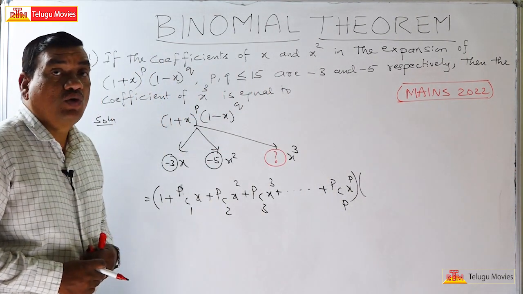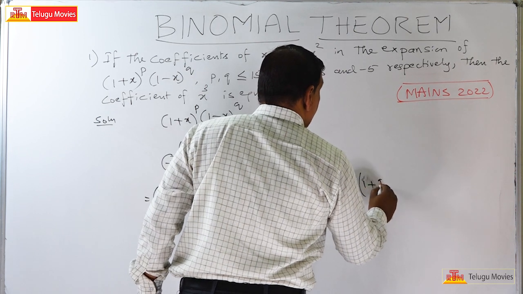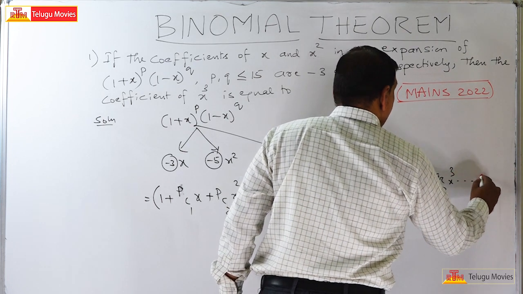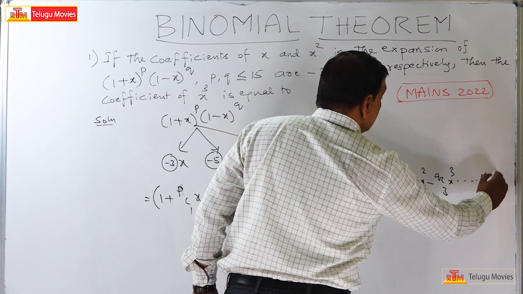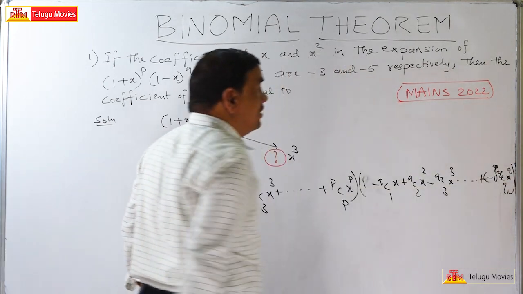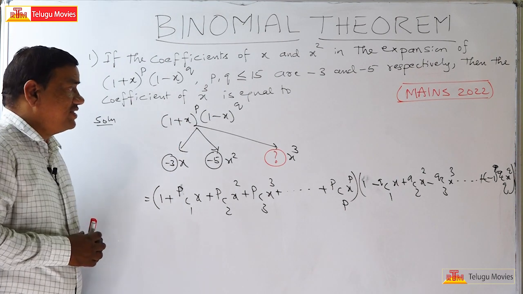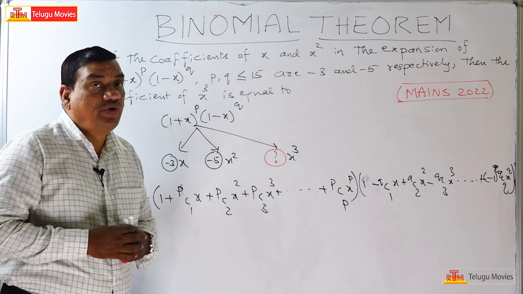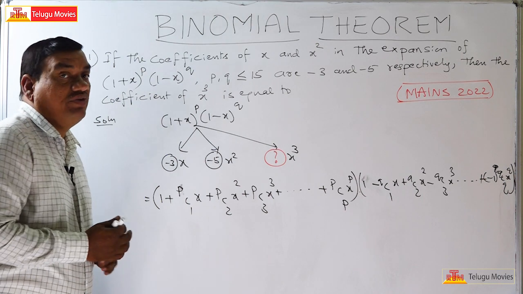Into the expansion of (1 minus x) to the power of q. That is equal to qC0, which is 1, minus qC1 into x, plus qC2 into x square, minus qC3 into x cube, with alternating signs, and the last term is (minus 1) to the power of q into qCq into x to the power of q. So first I wrote the expansion of (1 plus x) to the power of p, and it is multiplied with the expansion of (1 minus x) to the power of q. From this we will take the x coefficient and the x square coefficient.